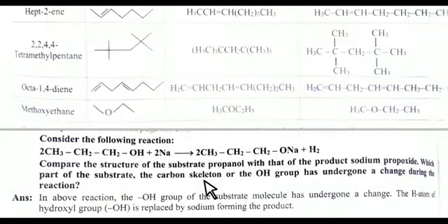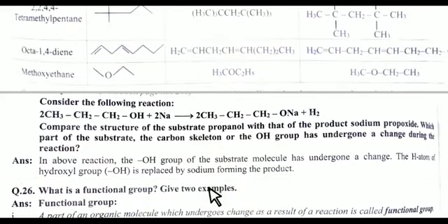Now the next question is, consider the following reaction. See here, propanol or propan-1-ol reacts with sodium, and it forms sodium propoxide, which is a salt, and hydrogen gas is evolved. So compare the structure of the substrate, that is propanol, with that of the product, sodium propoxide. That means we have to compare this propanol with sodium propoxide, and see the carbon skeleton.